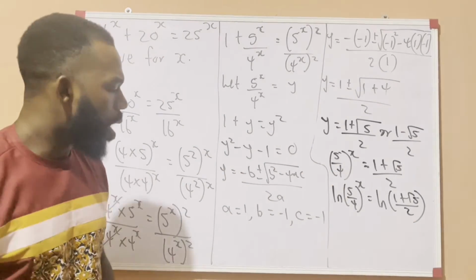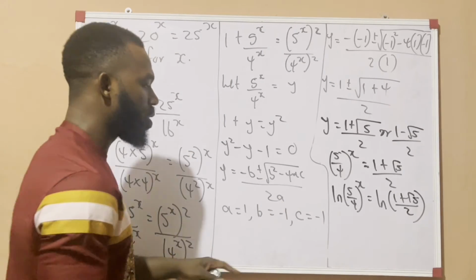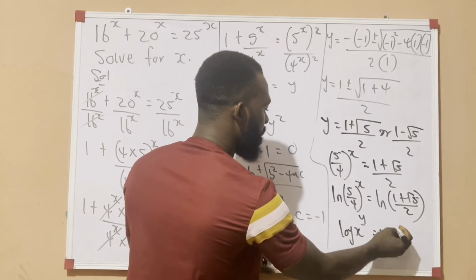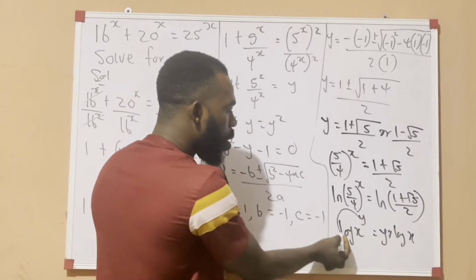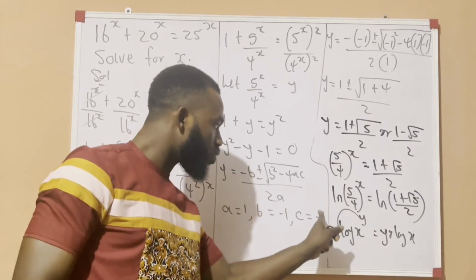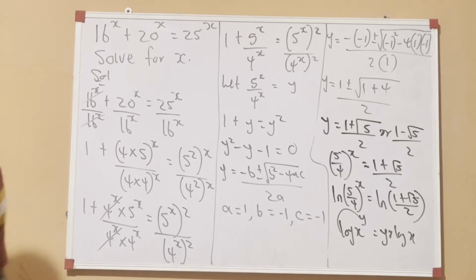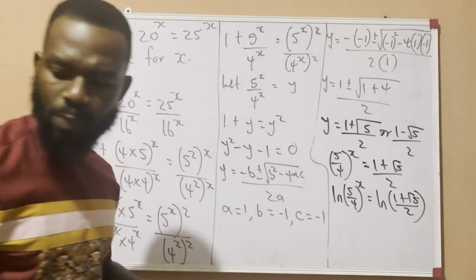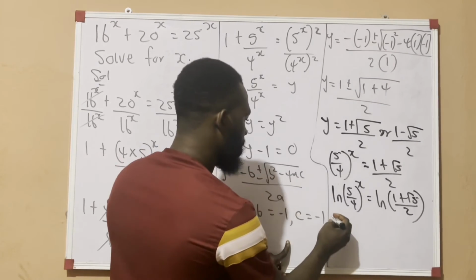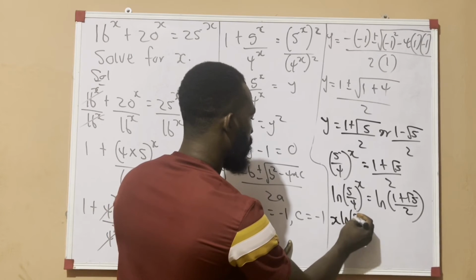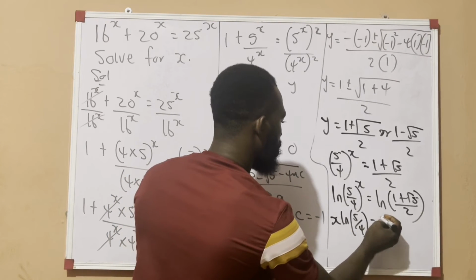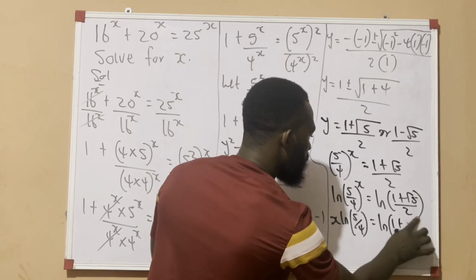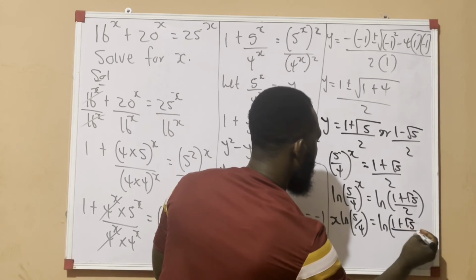Now, remember the law of logarithms, which says if you have log of x raised to the power of y, it becomes y times log x. The power becomes the product of log x. So it means x goes to the front and becomes a product of ln 5 over 4. If we do that, we are going to get x ln 5 over 4 equal to ln of 1 plus root 5, over 2.